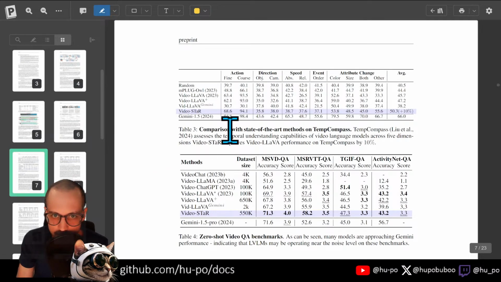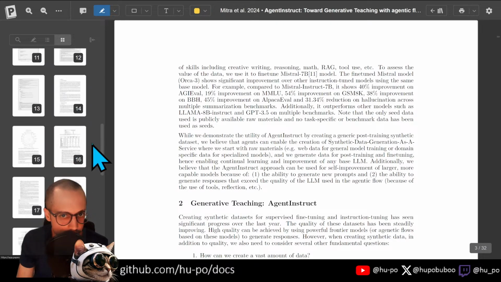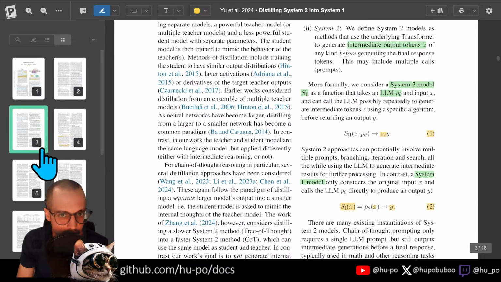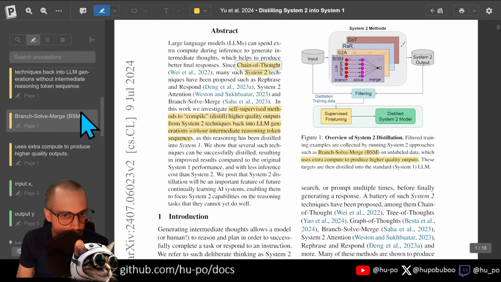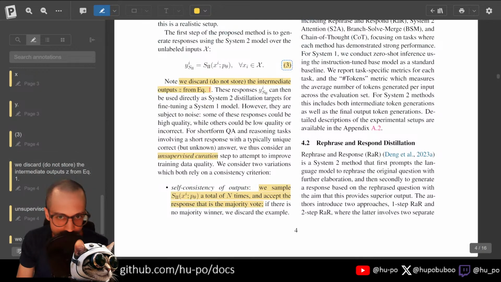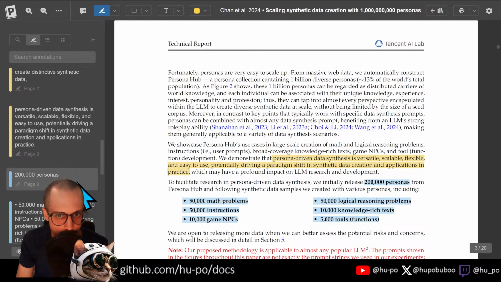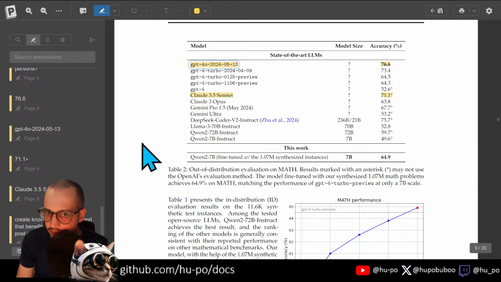I think there was something here that I wanted to show. Let me see if I remember. Is it this one? Unsupervised curation. No, it might have been this one. I'm just going through my notes here. Yeah, here we go. Okay, this is the one that I wanted.